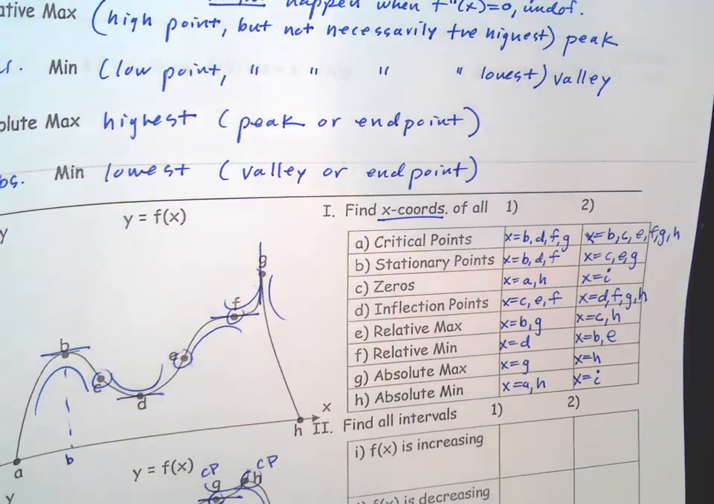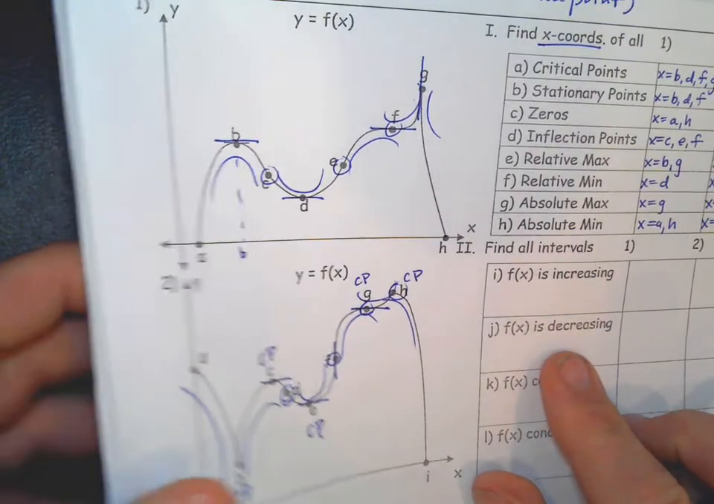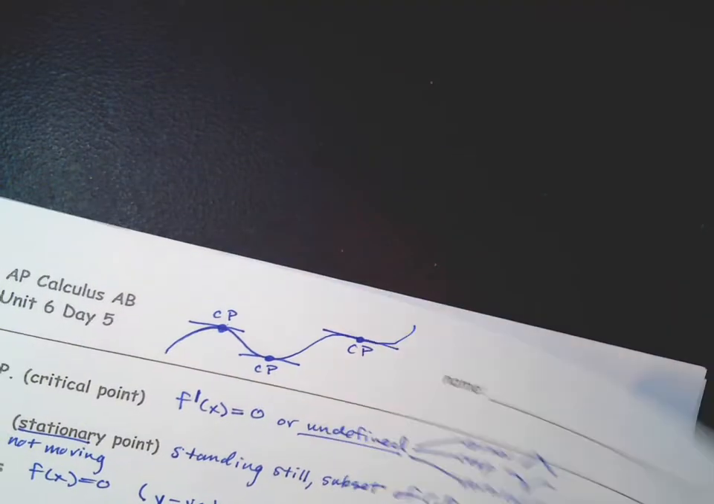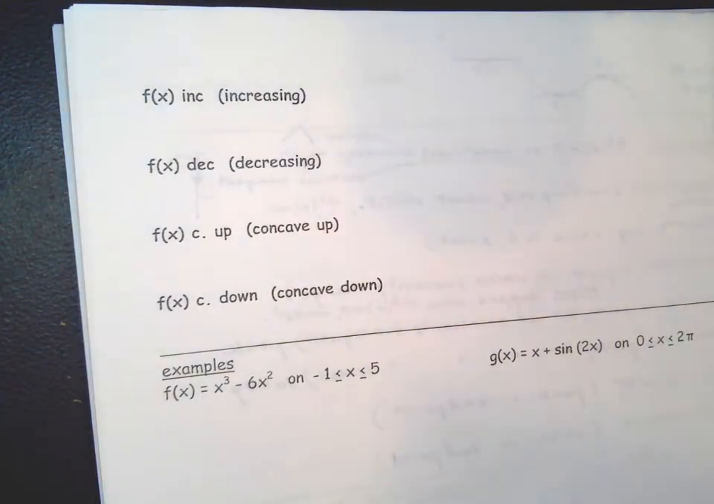So now I'm going to wait to fill these out. We're going to go to the other side and go over some more definitions first. And then we'll come back and see if we can fill it out based off these definitions. So on the back of the page, let's talk about what increasing, decreasing, concave up, and concave down mean and how to identify them.